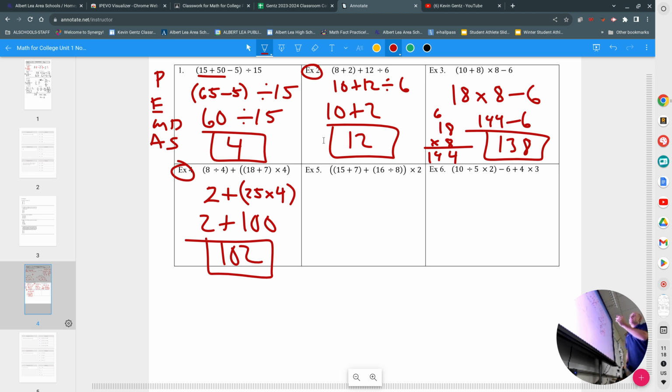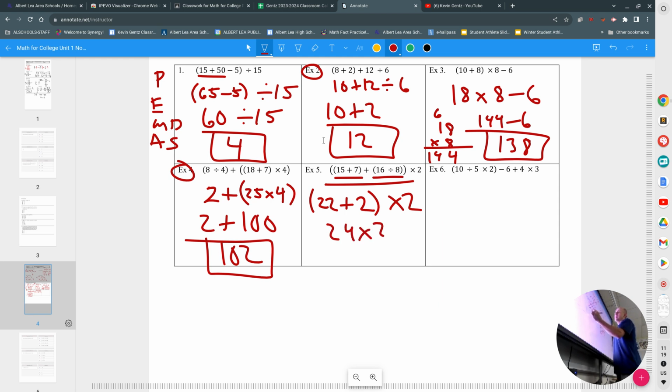We'll do 2 more together here. Example 5. Notice that I got 3 sets of parentheses. I've got 1 set, I have 2 sets, and I have 3 sets. So I'm going to focus on this first set. I've got 22, and then my second set, I have 2. So you can sometimes do more than one step. I now have 24 times 2. I get a grand total of 48.